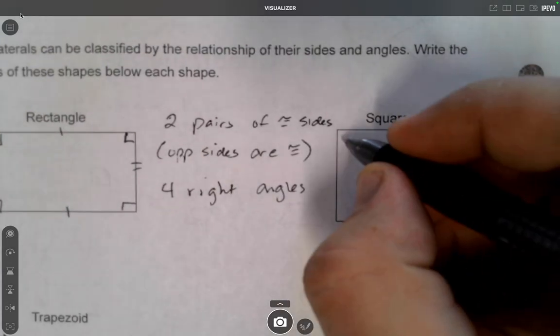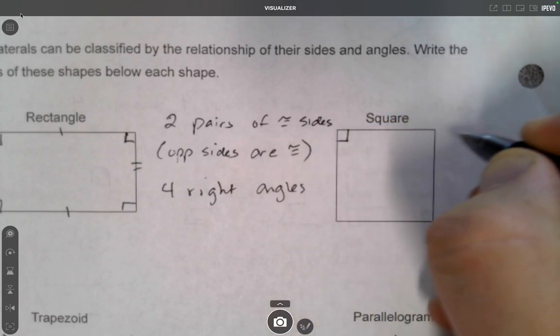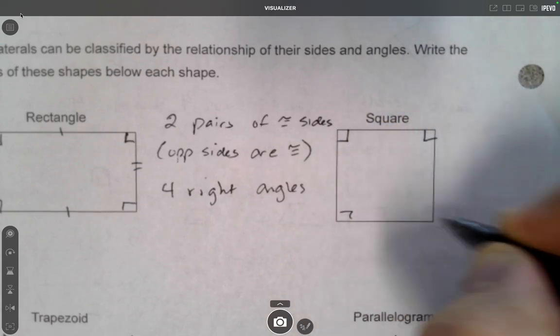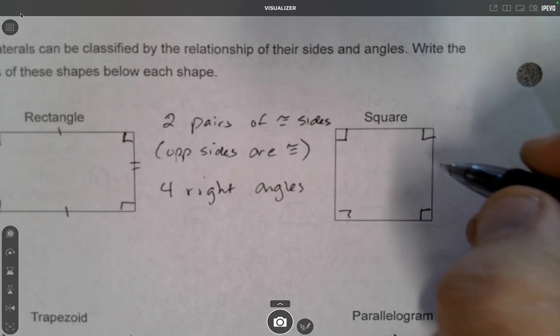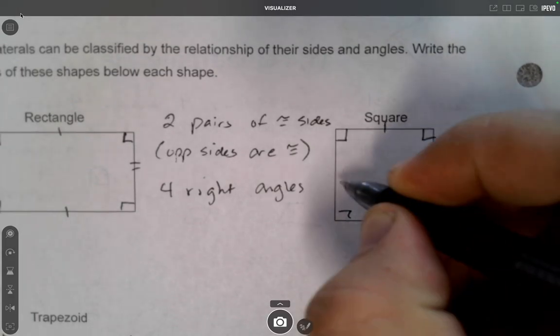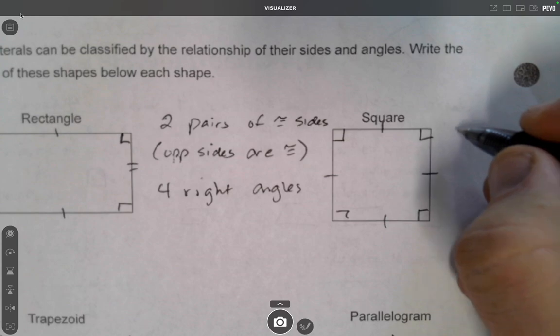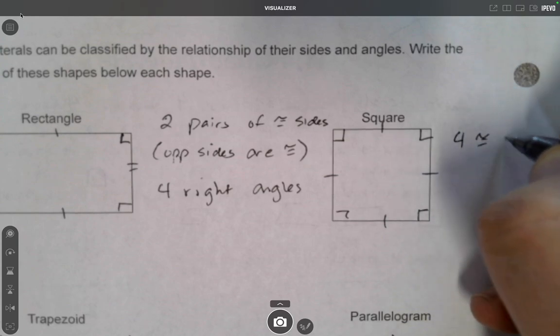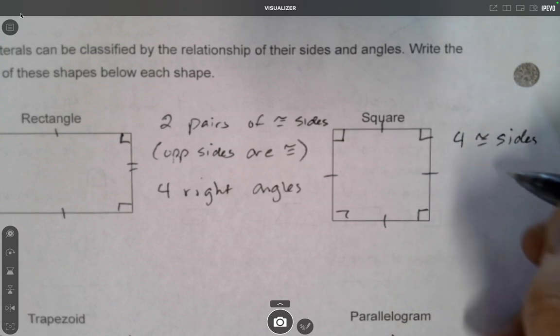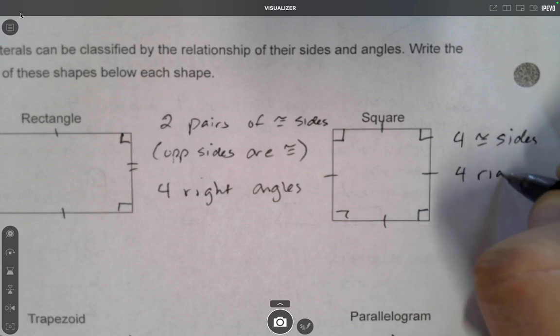Now a square, it also has 4 right angles, and all 4 of its sides are congruent. So a square has 4 congruent sides and it has 4 right angles.